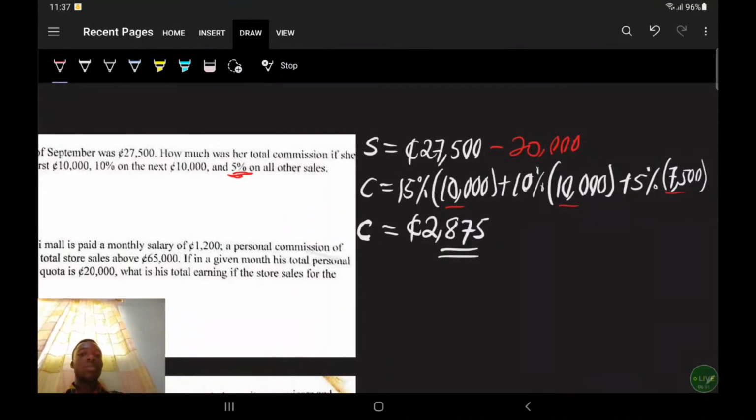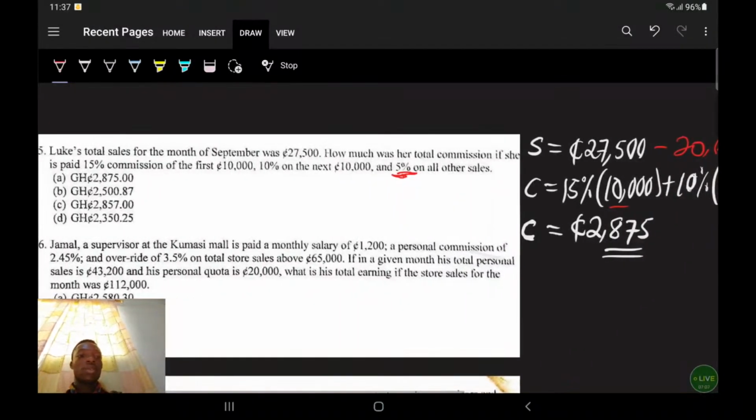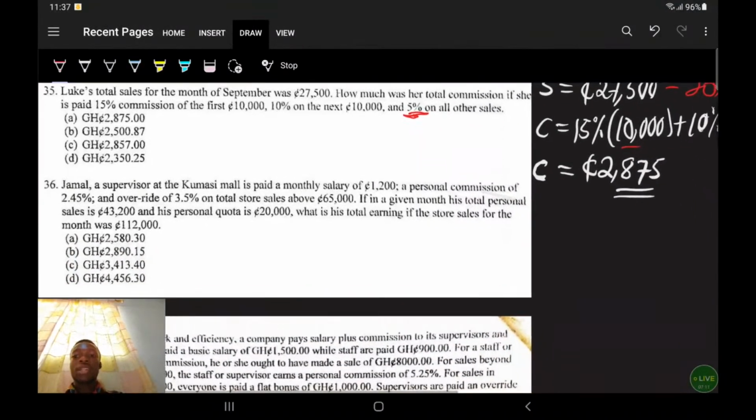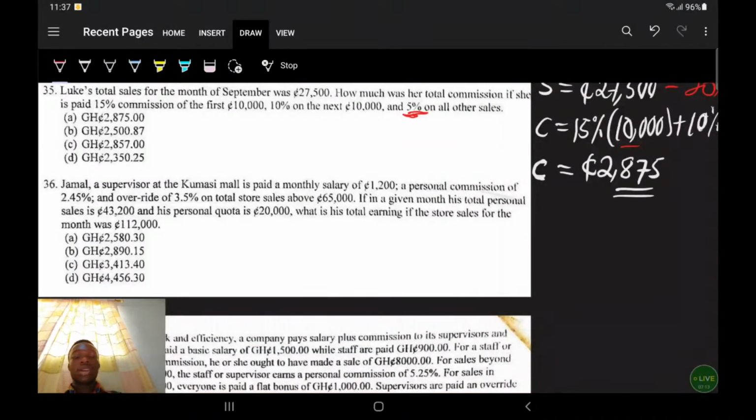That was the difference between the total of these two 10,000s taken from the total sales of 27,500, and you apply 5% on it. So when you key it on the calculator, you should be able to arrive at 2,875. So let's take note of that: 2,875. If there is any question, let me know in the comment section before we move on. So let's move on to question 36.